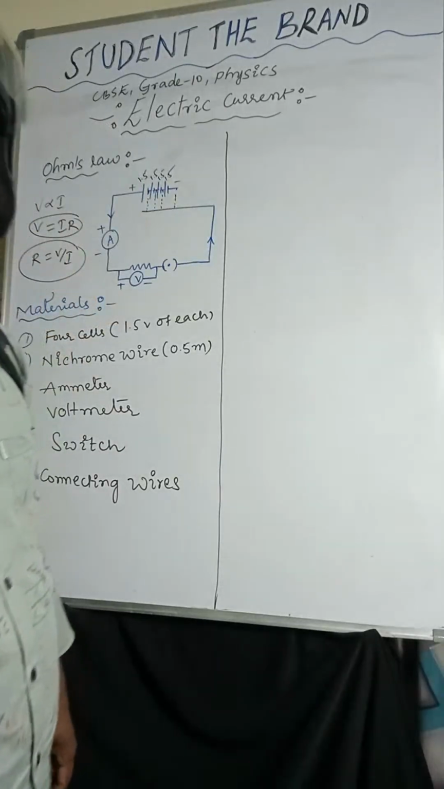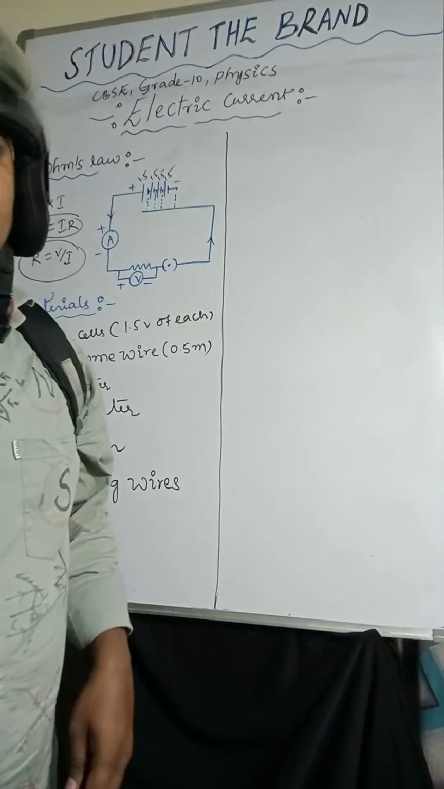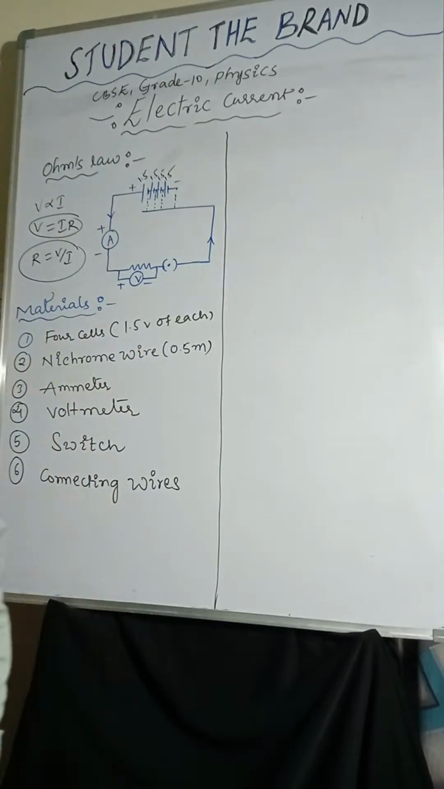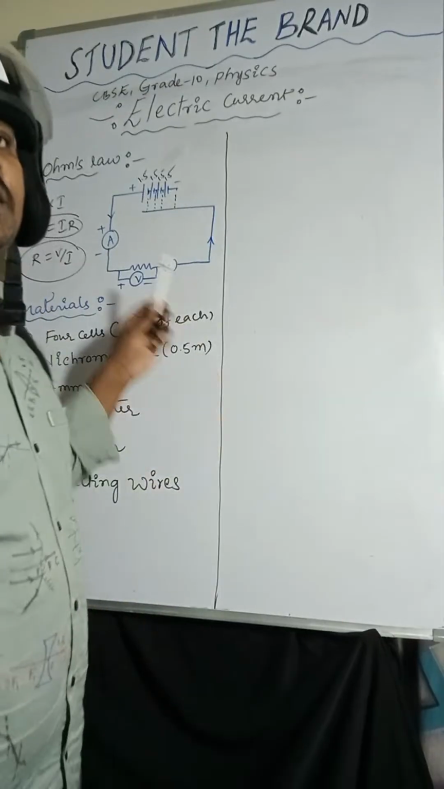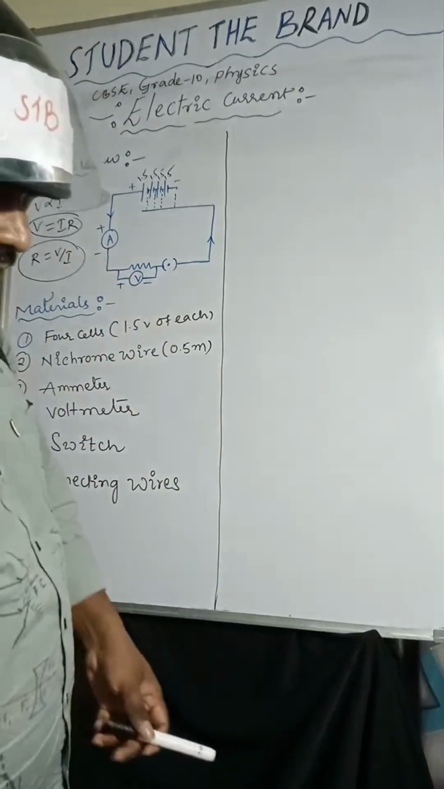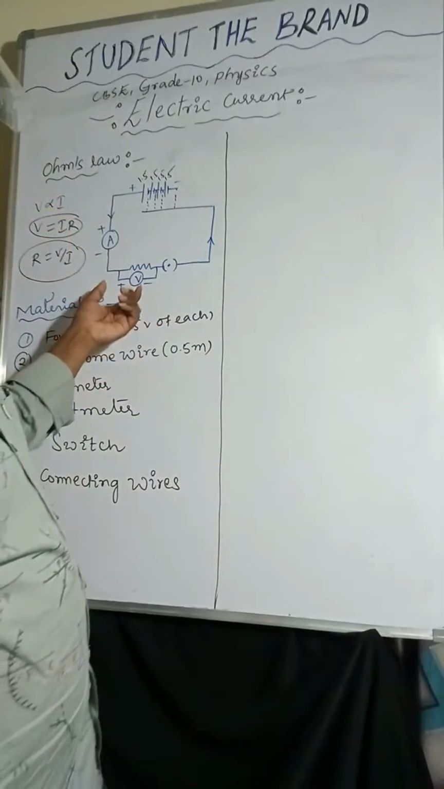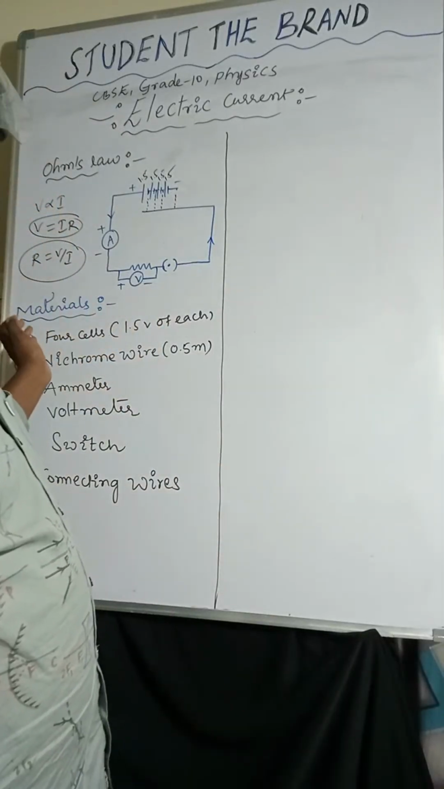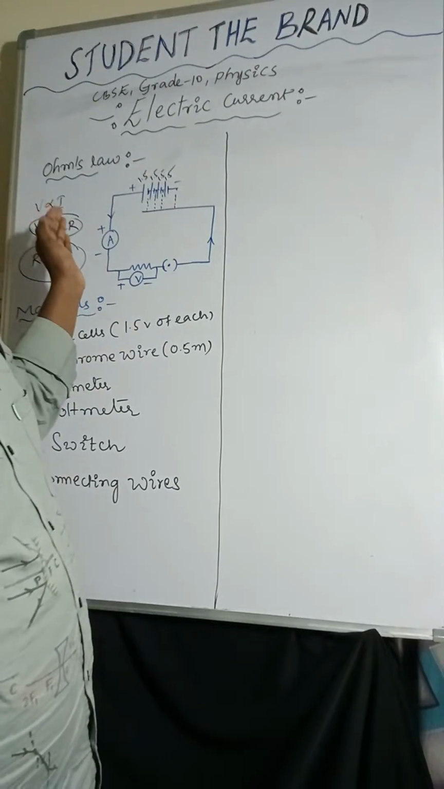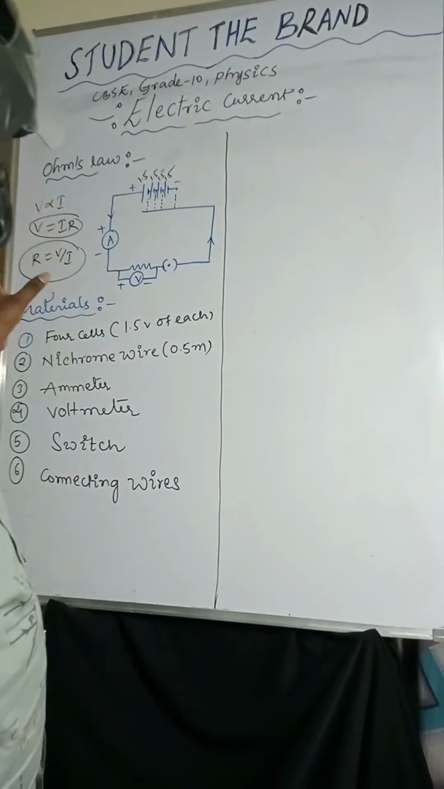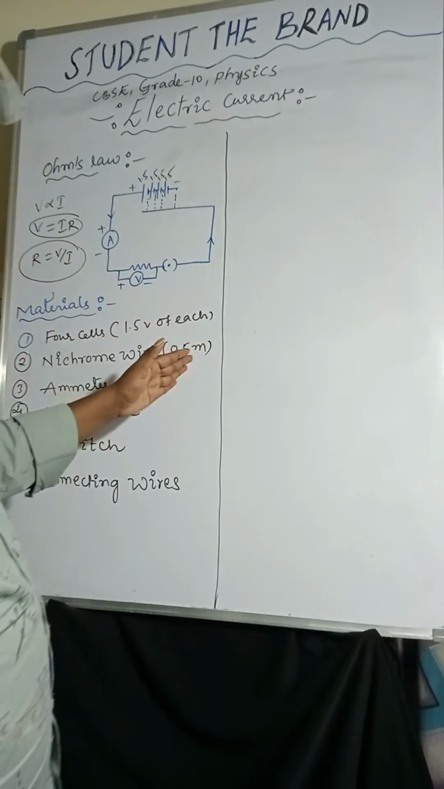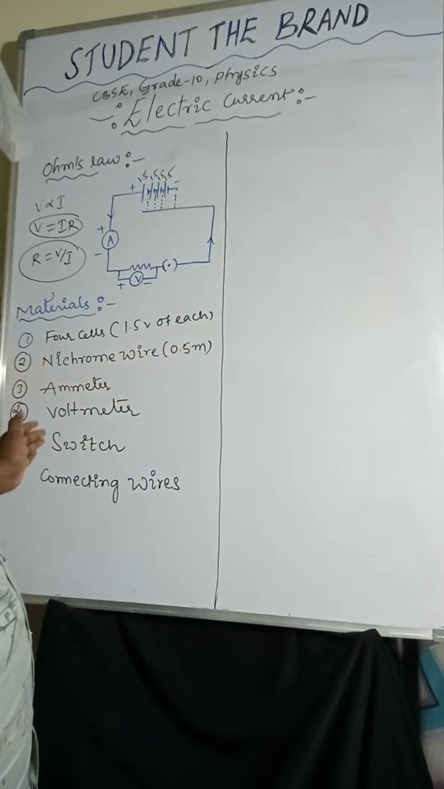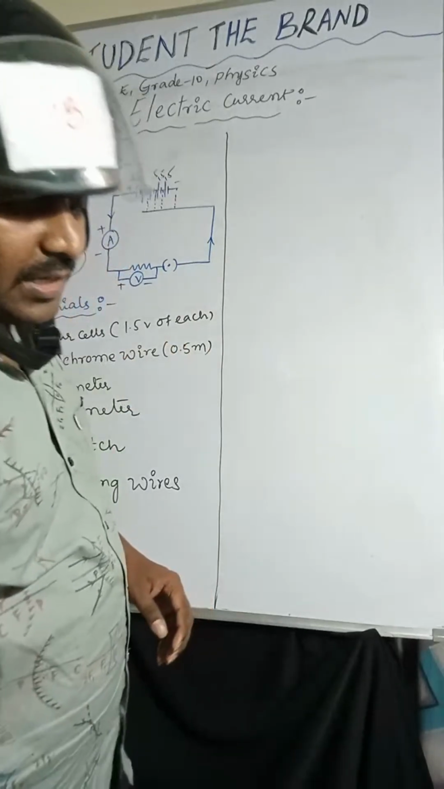I hope it is very clear. Okay, so once again, you can check it once. Ohm's law is nothing but the potential difference across the ends of the given metallic conductor is directly proportional to the current flowing through it. V equal to IR, R equal to V by I. Ohm's law gives the definition of resistance. 4 cells, 1.5 volts each. Nichrome wire 0.5 meter length. Ammeter, voltmeter, switch, connecting wires. Okay. Next one.